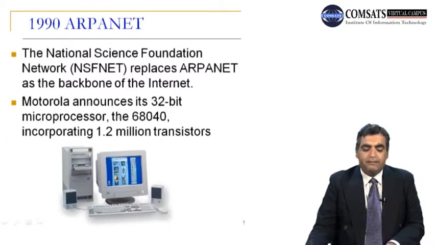In 1990, the National Science Foundation Network replaces the ARPANET as the backbone of the Internet. In the same year, Motorola announces its 32-bit microprocessor, the 68040, incorporating 1.2 million transistors. So the capacity of the hardware is increasing and the size is decreasing. But at the same time, the software is also becoming more complex.